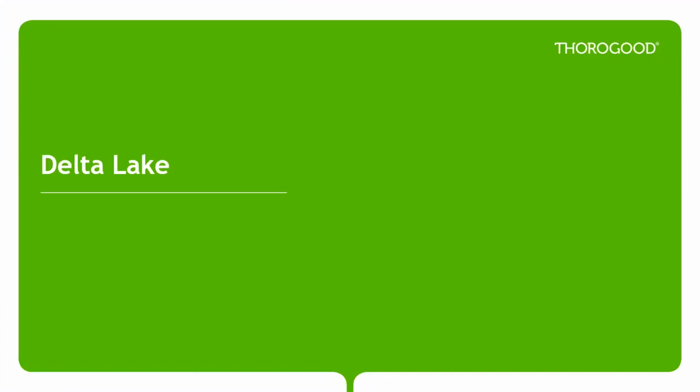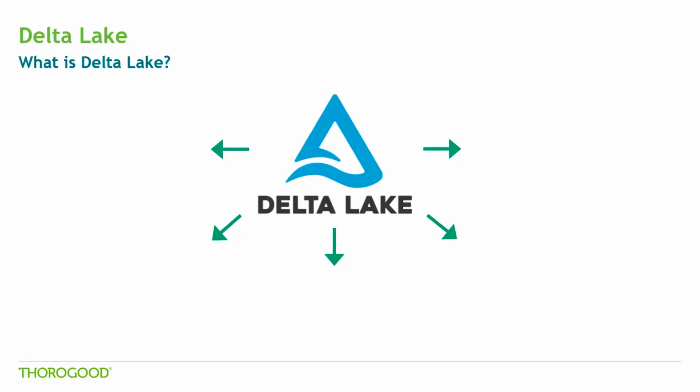Delta Lake. Most data engineering solutions completed using Databricks should probably now include Delta Lake. In the next few slides, we'll explain what it is, why it's recommended, and then demo it. So what is Delta Lake? Delta Lake is a storage layer, and its main purpose is to bring more reliability to data lakes.